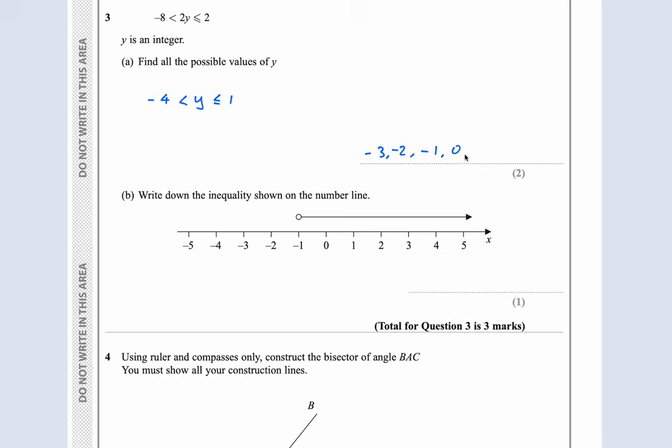And it can be 1 because it's less than or equal to 1, so we're going to count 1. Here, write down the inequality. So it's minus 1, but it's greater than minus 1. And because this circle is not colored in, it's not equal to minus 1. So it's x is greater than negative 1.